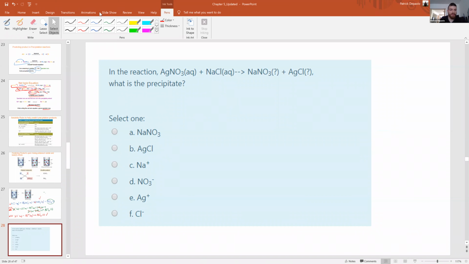All right, so we'll do this one. And this one you can probably tell from looking at it. In the reaction, AgNO3 plus NaCl yields NaNO3 plus AgCl. What is the precipitate? Anybody want to write in the chat or tell me? Olivia, I asked you the question. What do you think? Don't question it. Be confident. AgCl is your final answer, hopefully. So yes, AgCl, good job, everybody.